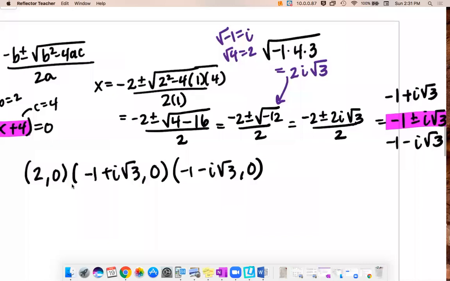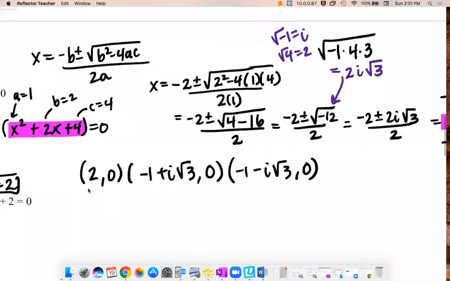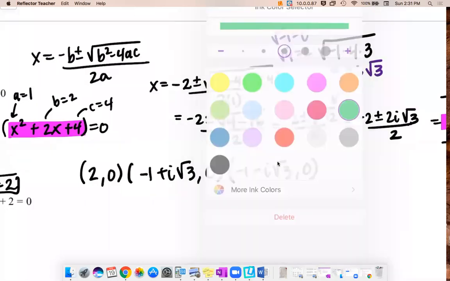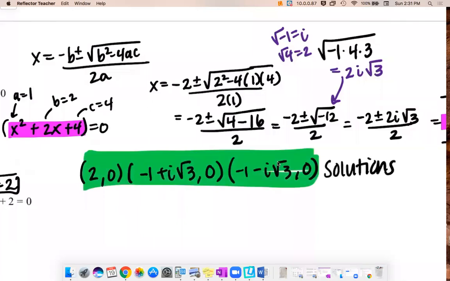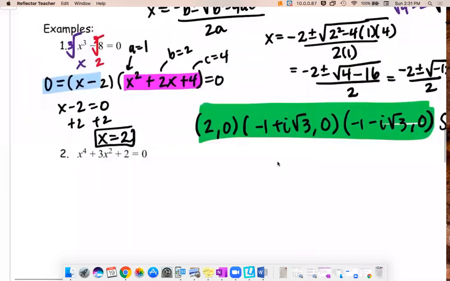And the reason we're writing it like this is because you solved for x. So these are all x's when y is 0. So your y value should all be 0. And then we're going to say these are our final solutions. Okay, so I hope that makes sense. Let's keep going.